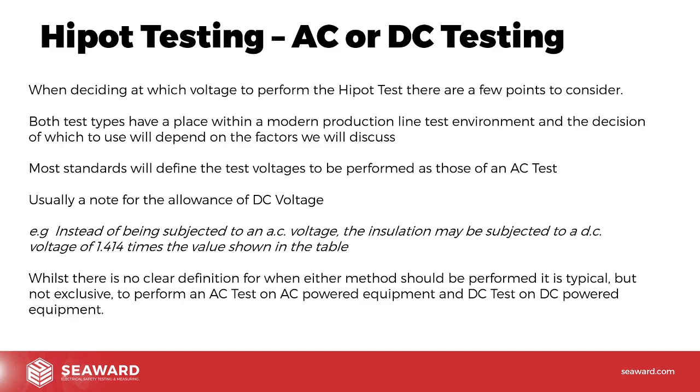It is more typical that you would go on the main supply. So for example, if your product is supplied from an AC source, you typically would perform it on an AC. And if it's powered from a DC source, then typically, again, we'd perform a DC test on it. But it isn't exclusively the case. You can choose to do AC or DC. And the reasons that you may choose one or the other, we'll go into at this point.